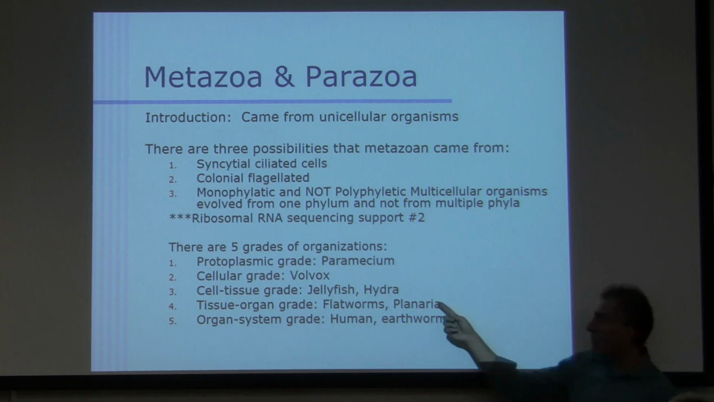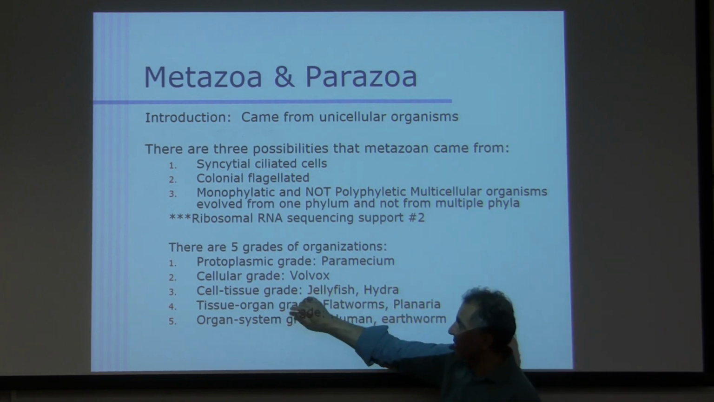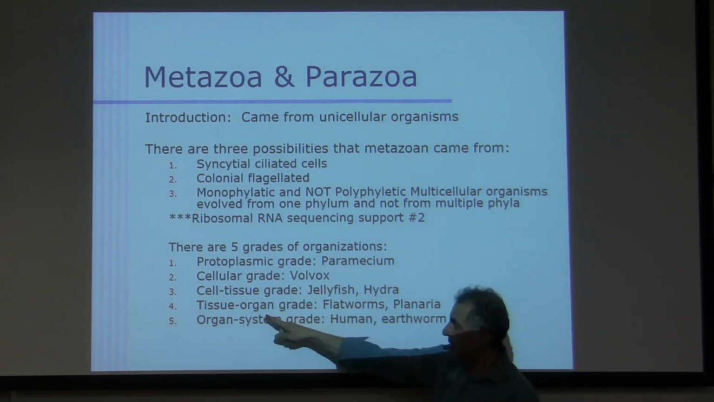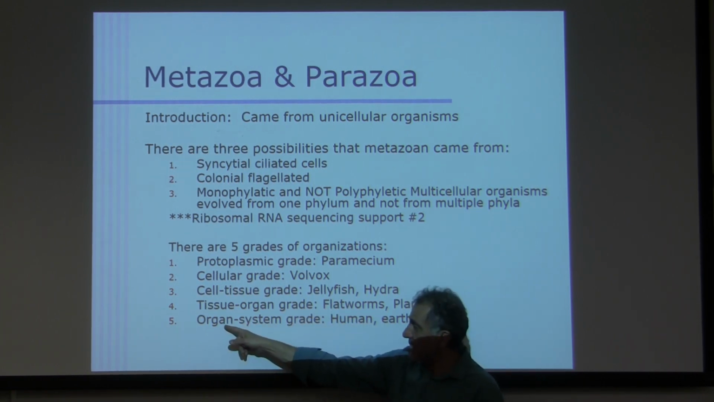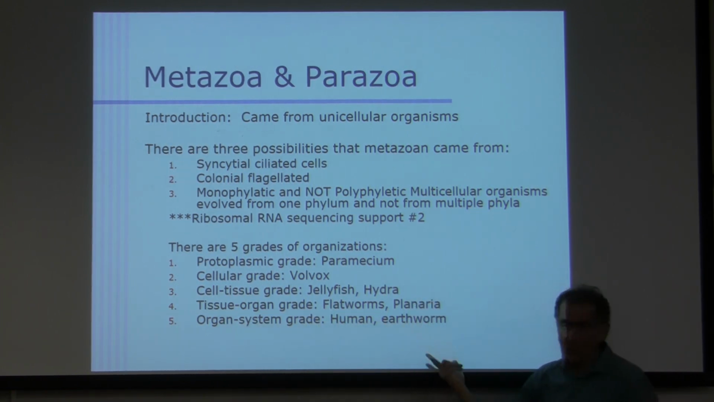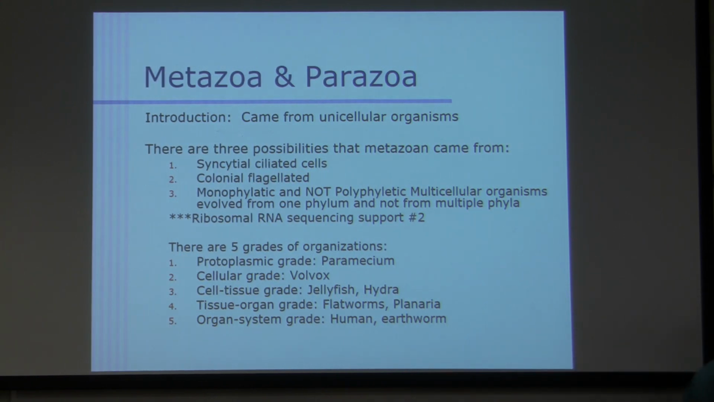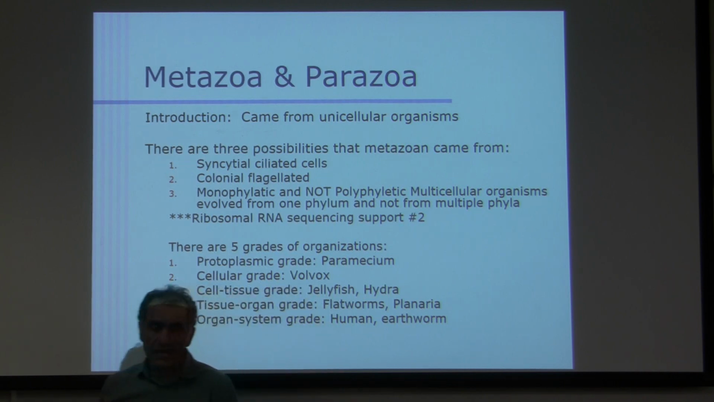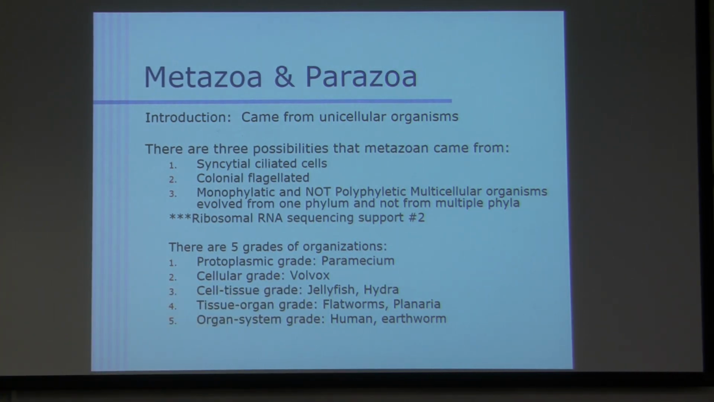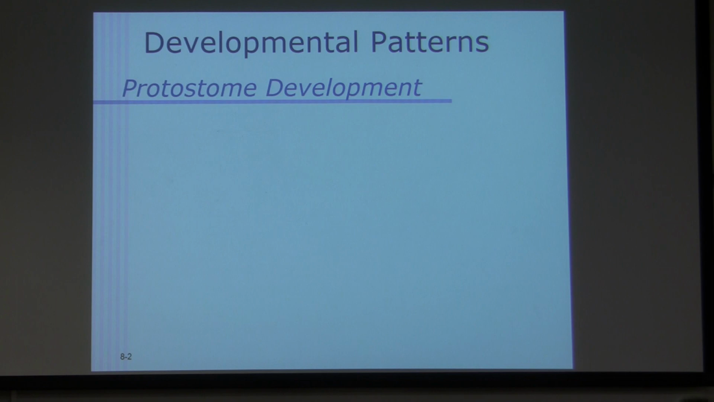Again, all of this is going to be in this exam: tissue and organ grade. And then the next exam material is organ system grade: human, earthworm, all of the organisms after flatworms, they are pretty much in the organ system grade. I hope you know what I'm talking about when I say grade and clade. It will come up.